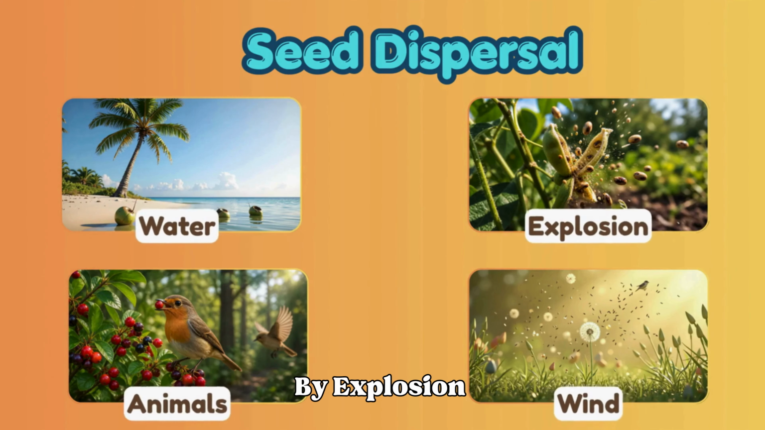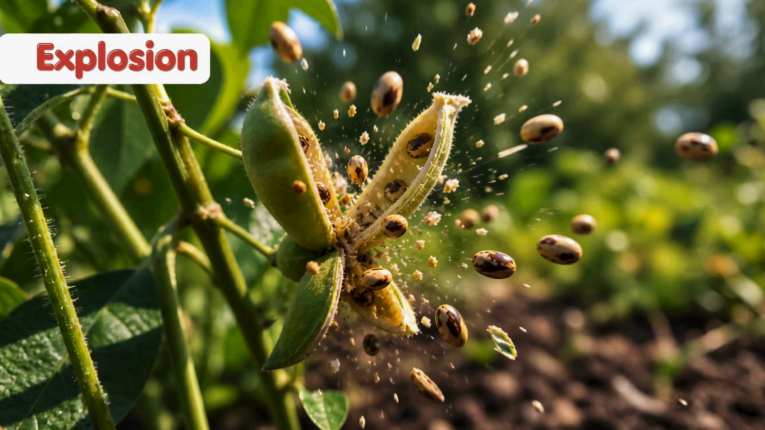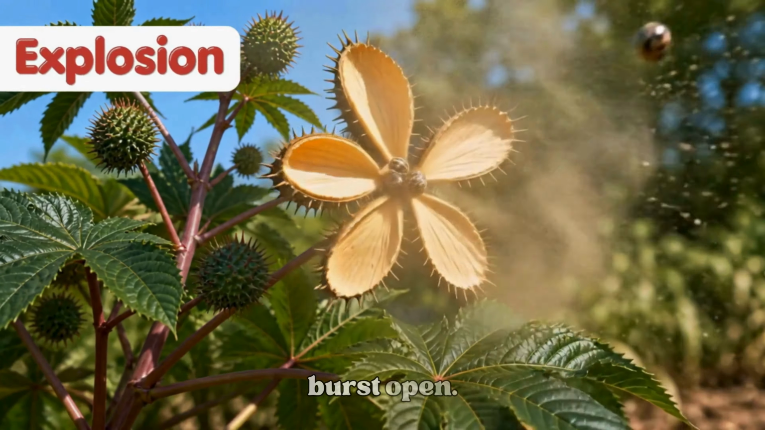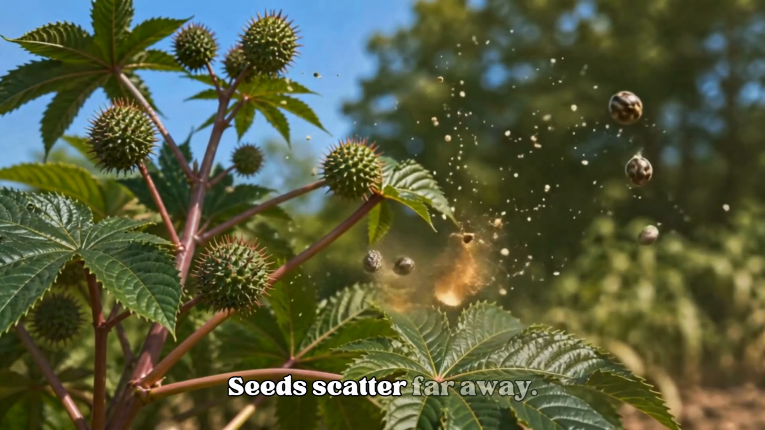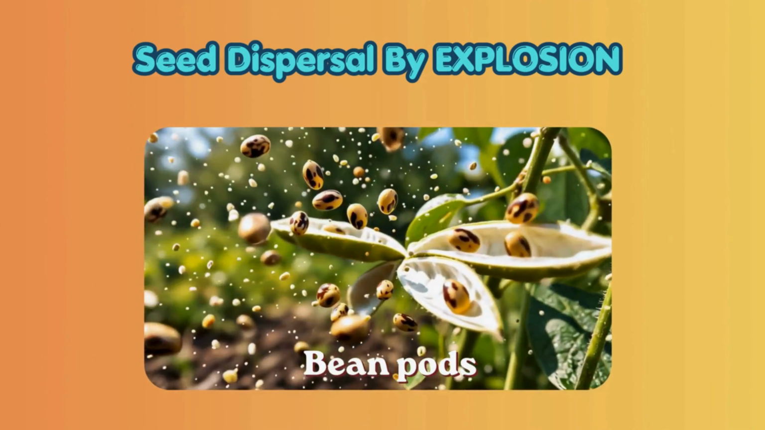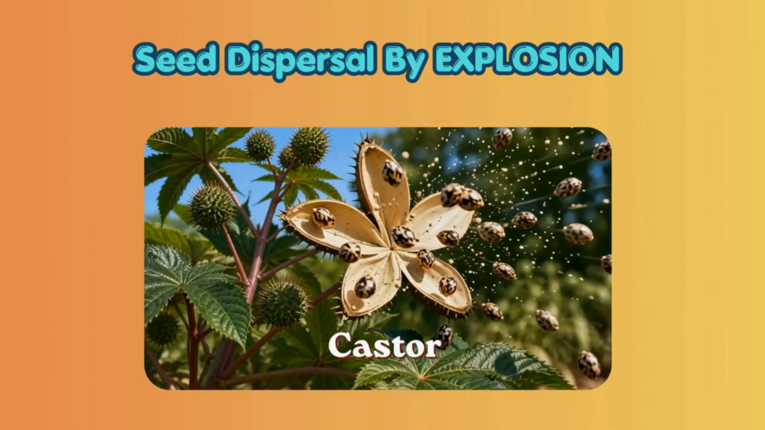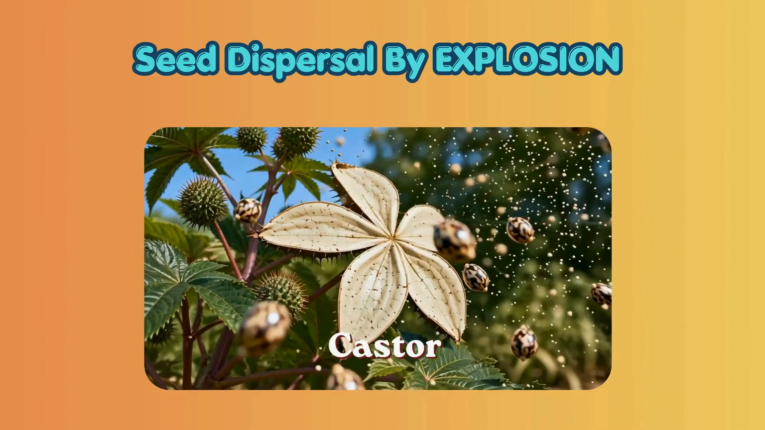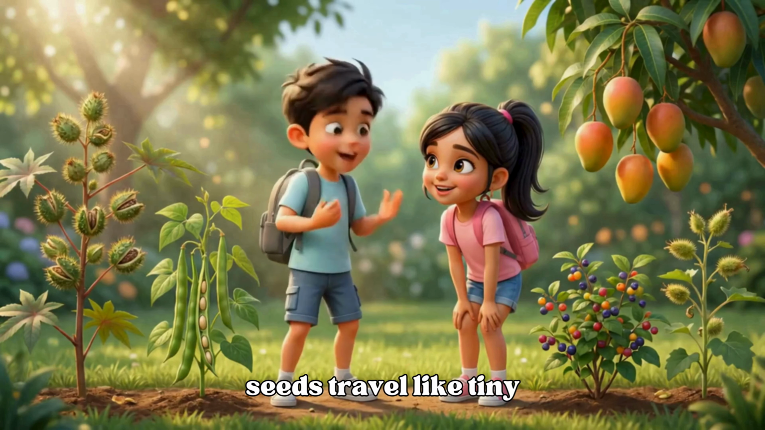By explosion. Some fruits dry and suddenly burst open. Seeds scatter far away. Example: bean pods. Castor. So seeds travel like tiny adventurers.